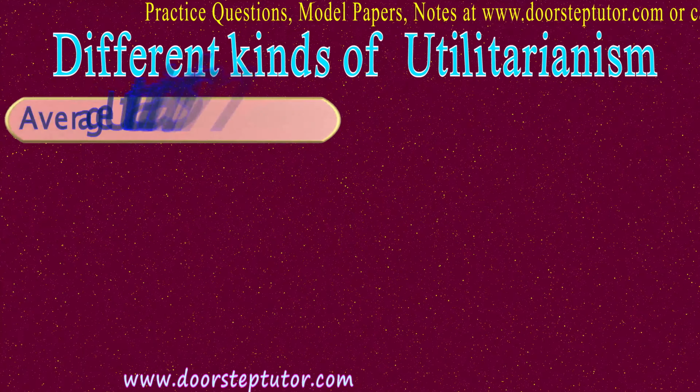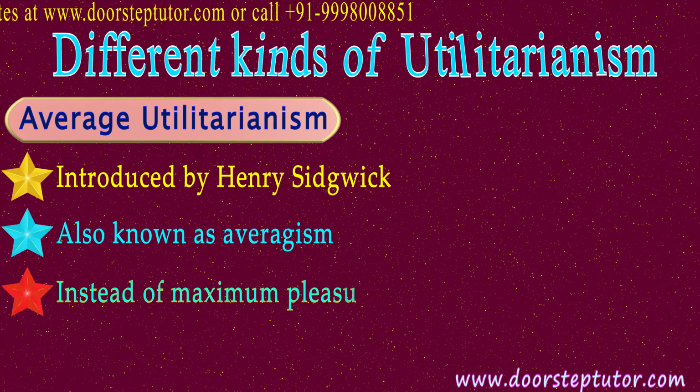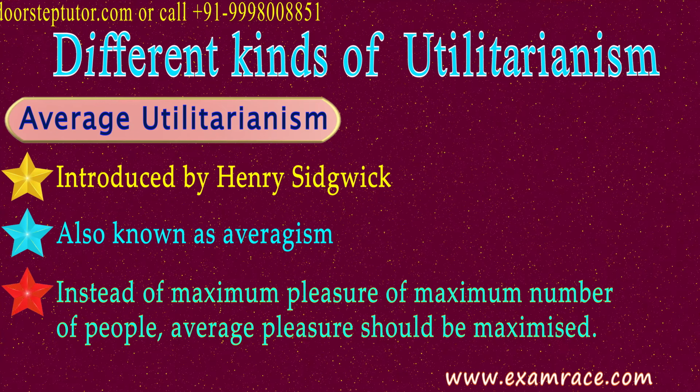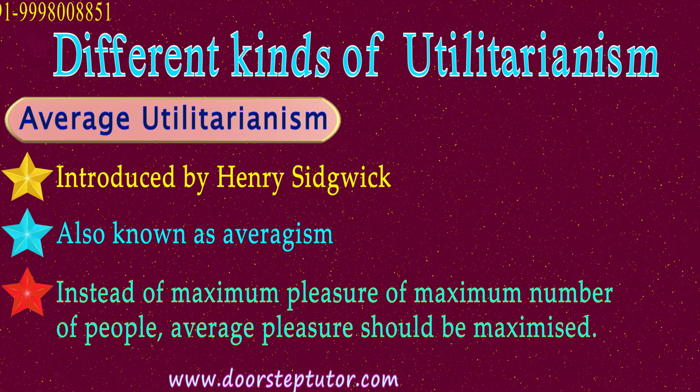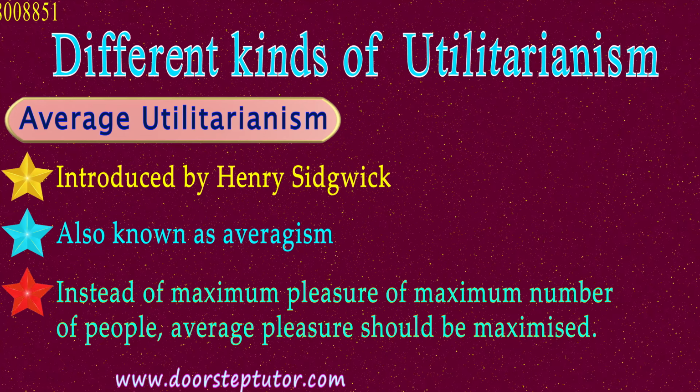This is introduced by Henry Sidgwick. Because of its name, it is also known as averagism. Here, instead of maximum pleasure of the maximum number of people, which is the common maxim of the utilitarian theory, average pleasure should be maximized. In simpler words, according to Henry, he values the maximization of average pleasure or average utility amongst people instead of greatest utility or greatest welfare of the greatest number of people.